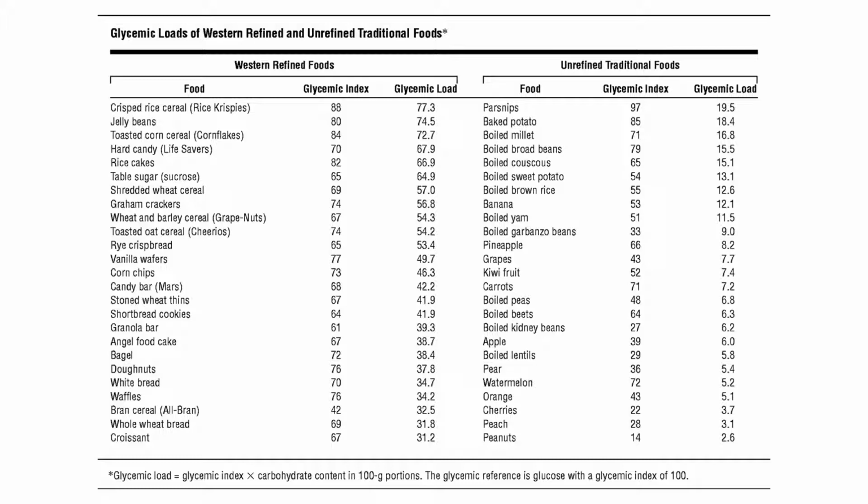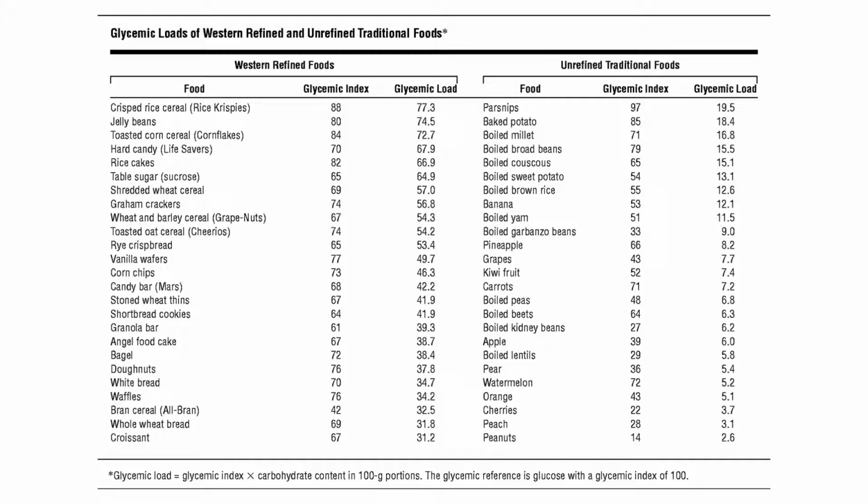boiled broad beans. To be honest, I'm not actually sure what broad beans are. I would think just those types of legumes that aren't like the classic green bean. Couscous, sweet potato, and brown rice, and on down. Carrots, also you see 71. But so what's interesting then is to compare the glycemic load to the index of these foods.